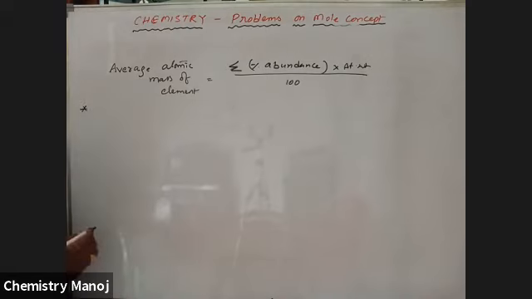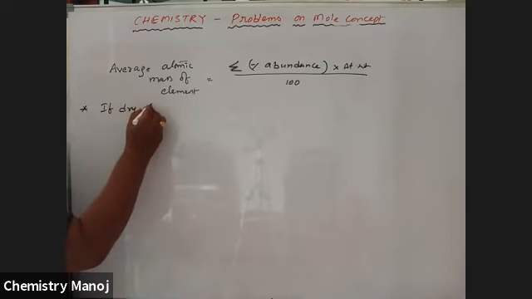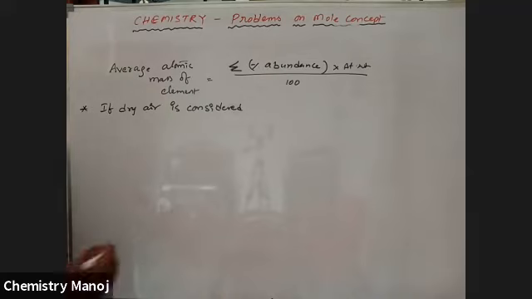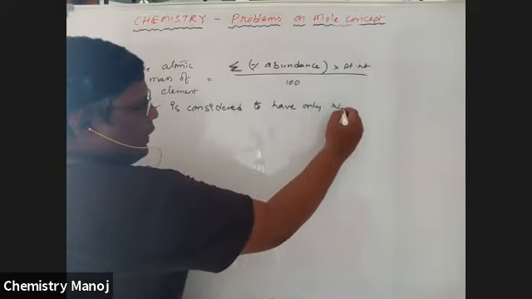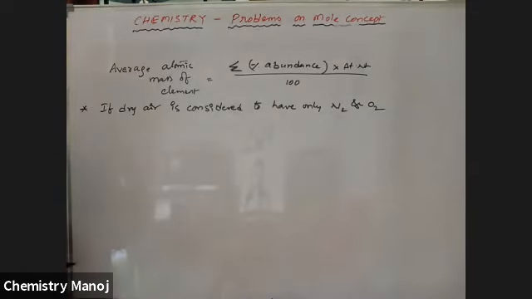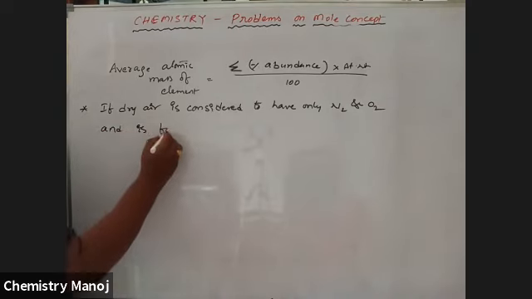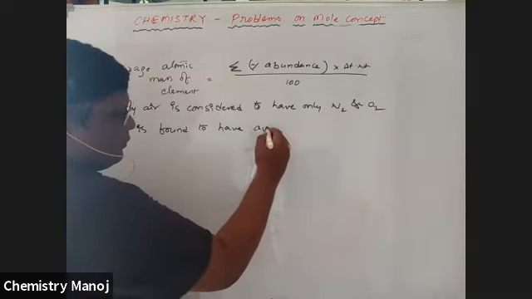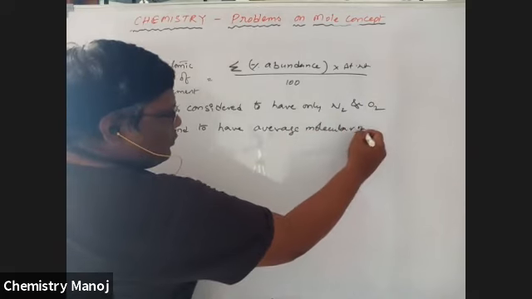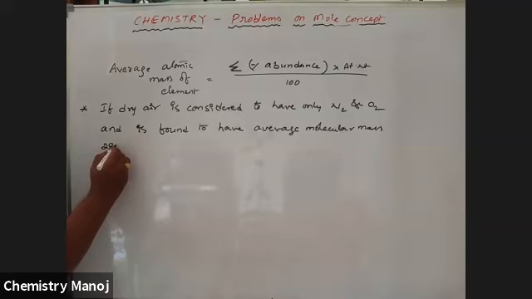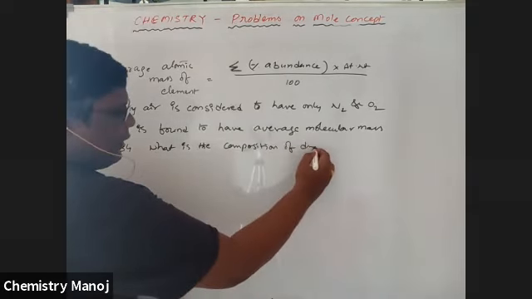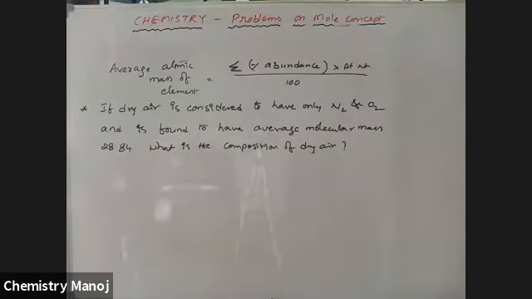If dry air is considered to have only N2 and O2, and is found to have average molecular mass as 28.84, what is the composition of dry air?